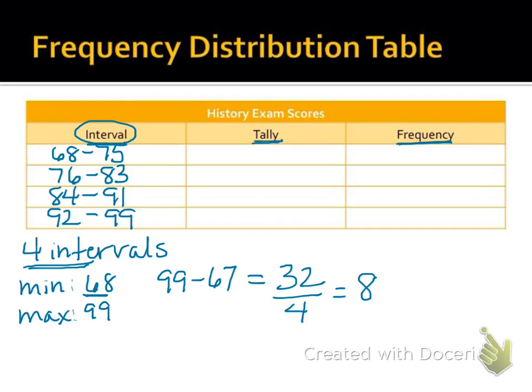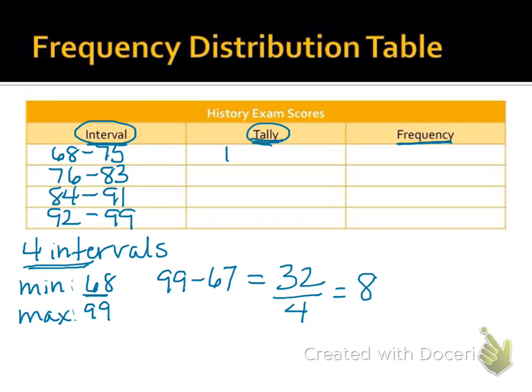Okay, so now that I have the intervals set up, now I want to do a tally, and that simply means as I go through the list, I put a tally mark in that cell, in that square, to represent that that is a history exam score in that interval. So we had a history exam score of 68, which will go in this interval.